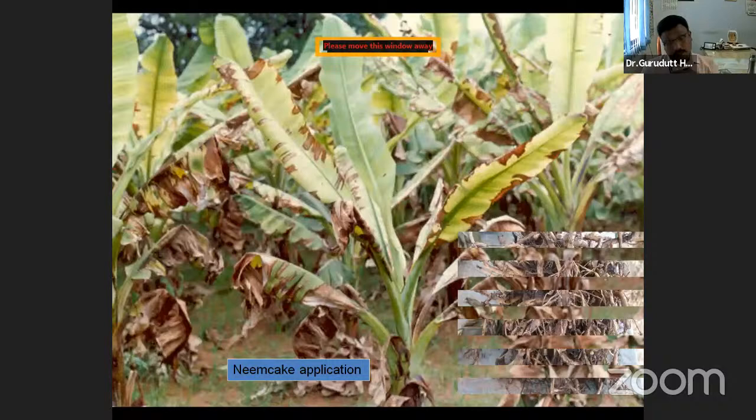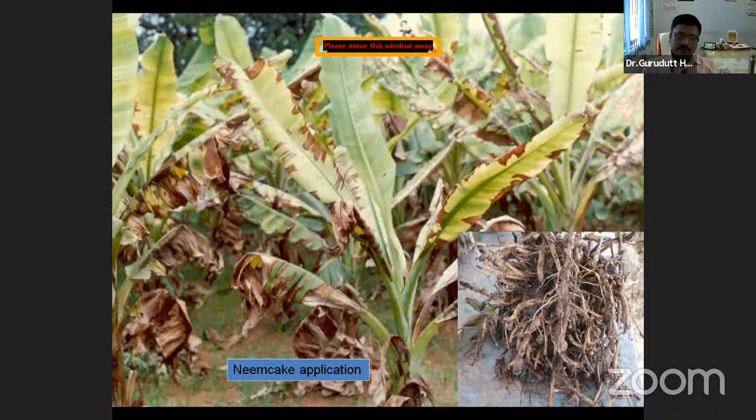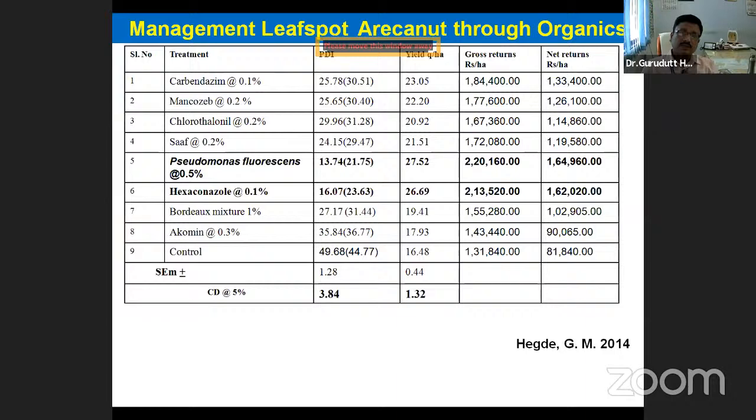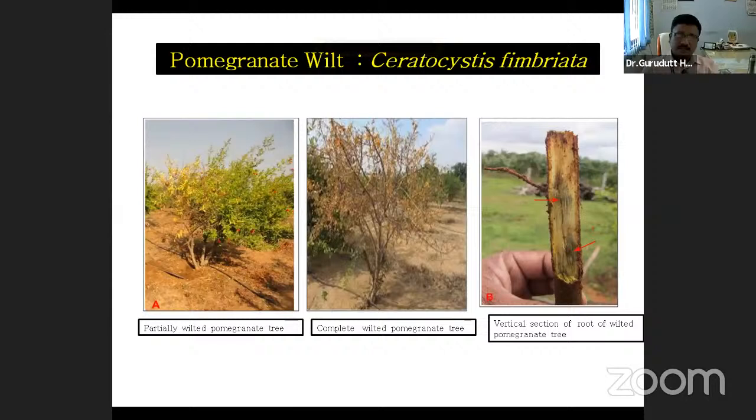So we have to have management strategies. Neem enriched Bacillomyces can also be used. Arecanut is another important plantation crop. Here also we have used Pseudomonas fluorescens to manage the leaf spot of arecanut or betel nut. And then the last one is Ceratocystis fimbriata, another important major problem of pomegranate, one of the most important fruit crops. I think all horticulture students know the importance of this fruit crop.